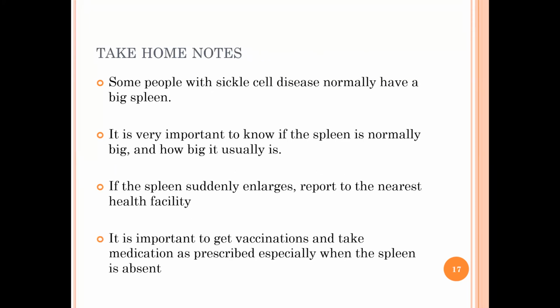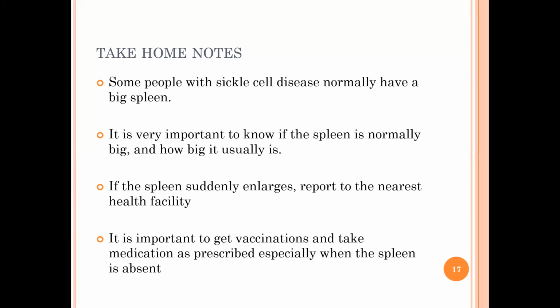Okay. So it's actually a very, very short presentation because there's basically only two things that happen with a spleen in sickle cell. So the take home notes. One, some people with sickle cell disease normally have a big spleen. And two, it is important to know how big the spleen normally is, and to be measuring the spleen size, so that if it gets bigger than it usually is, you see your doctor.